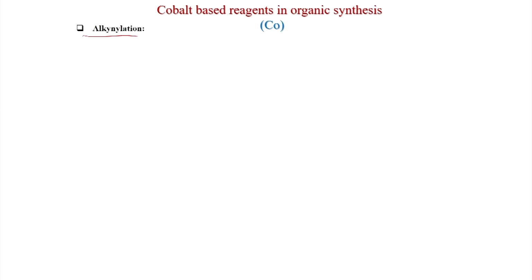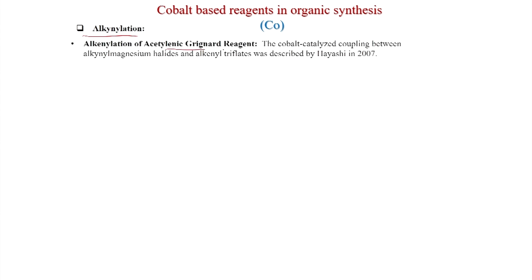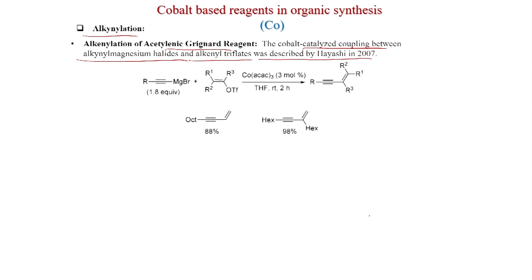Some more on the alkynylation. Alkynylation is the cobalt catalyzed coupling between the alkynyl magnesium halides and alkenyl triflates. So, earlier we have seen aryl bromide, now alkenyl triflate was described by Hayashi in 2007. Here this alkynyl magnesium bromide and vinyl triflate is used. With same catalyst cobalt acetylacetonate 3 mole percent, THF room temperature, you get this.